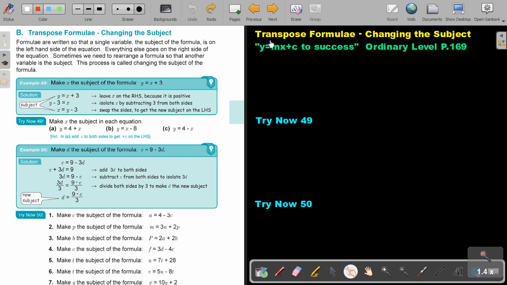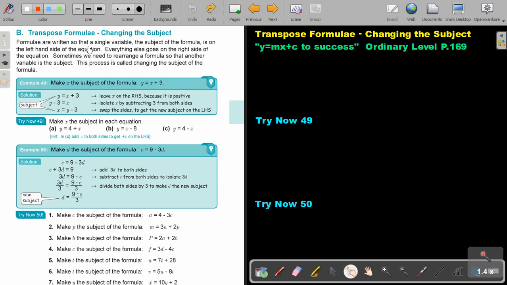In this video, we are going to transpose formula, meaning changing the subject of the formula. You will find this on page 169 in the Namibian Ordinary Level Mathematics textbook. Transpose formula, changing the subject.